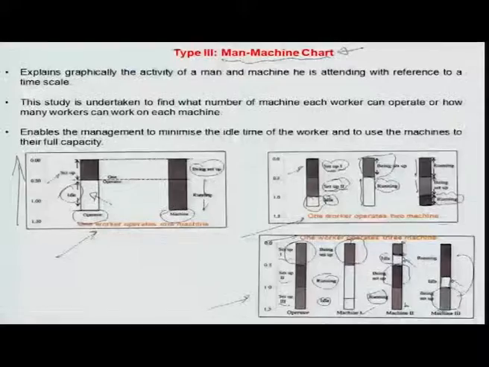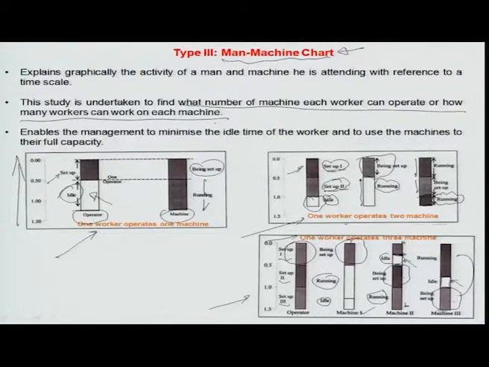So, it is a study which is undertaken to find what number of machines each worker can operate and how many workers can work on each machine, and it enables the management to minimize the idle time of workers and also that of machines, and you can use the machines at full capacity by looking at the man machine chart. So, these are nothing but organized intelligent representations carried out in a manner, so that you have less idle time and less slack as far as possible in a work system.